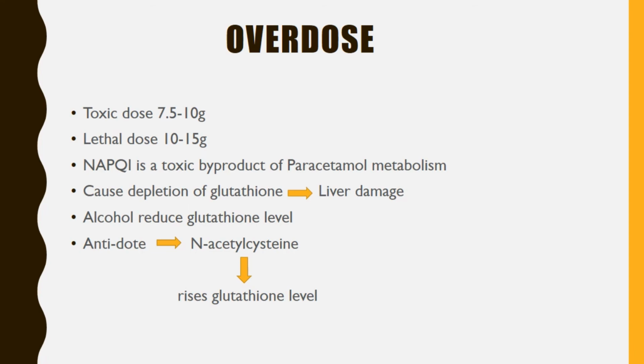Actually, glutathione acts as a protective mechanism for the hepatocytes. And alcohol also reduces glutathione level. In case of overdose or toxicity, the antidote known as N-acetylcysteine is administered to increase the glutathione level.